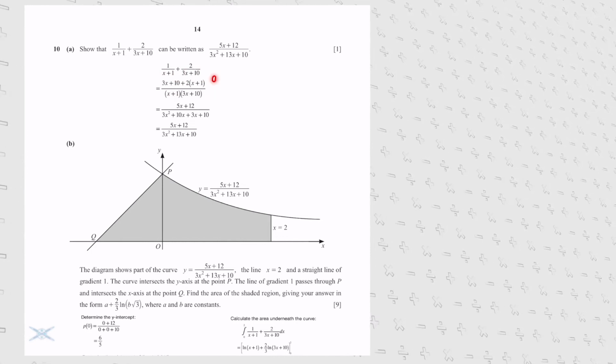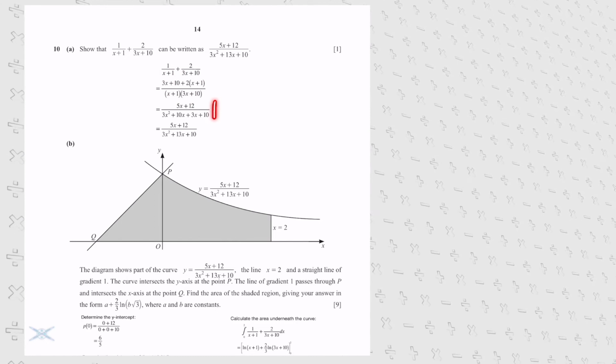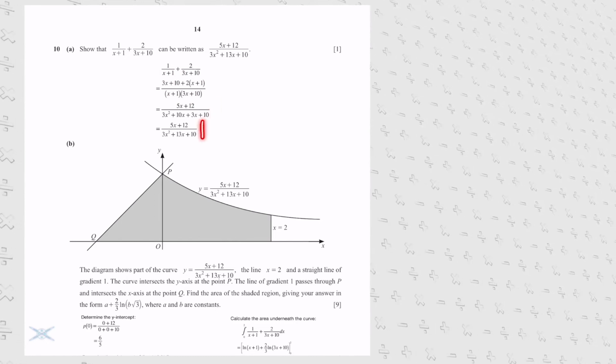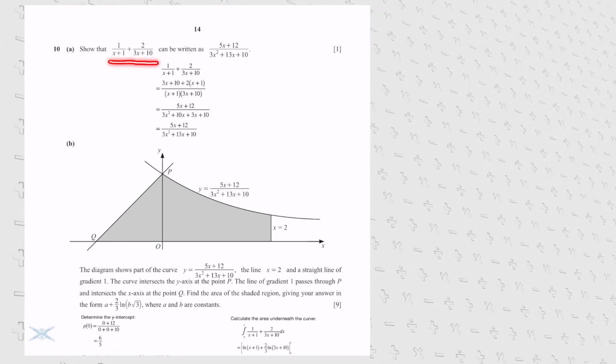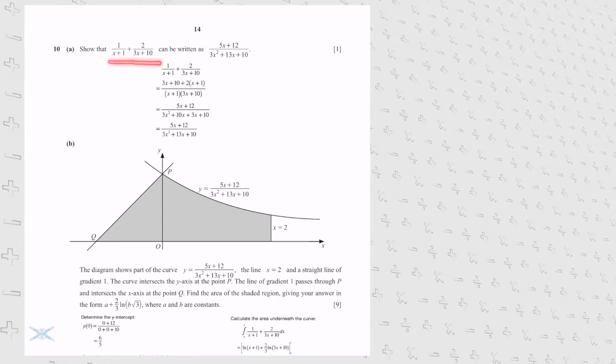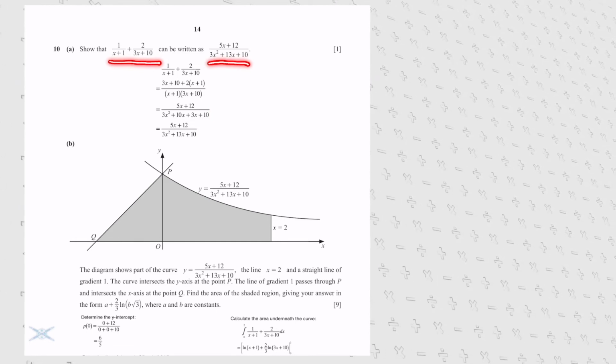After firstly expanding the numerator and denominator and simplifying the expressions in both of them, we should come to the conclusion that the expression 1 over x plus 1 plus 2 over 3x plus 10 can indeed be written as 5x plus 12 over 3x squared plus 13x plus 10.